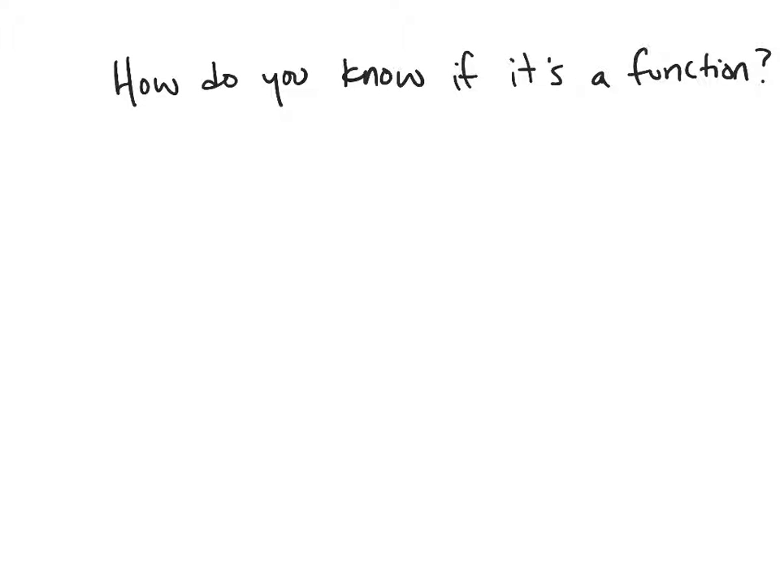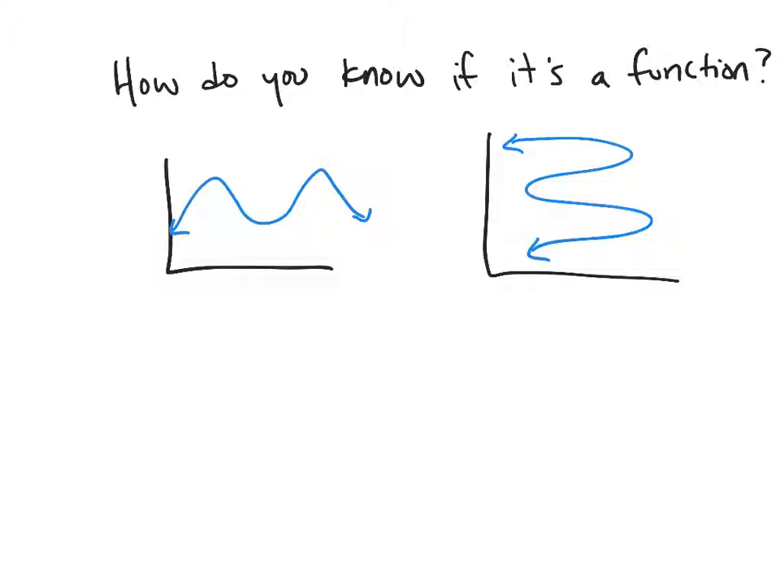Well, there are two ways to do this. First of all, you can just look at the graph of a function. So here we have two graphs. And then you're going to do what we call the vertical line test. We call it the vertical line test because we're literally just drawing a vertical line to see if it hits the graph more than once. And if it does, it is not a function.